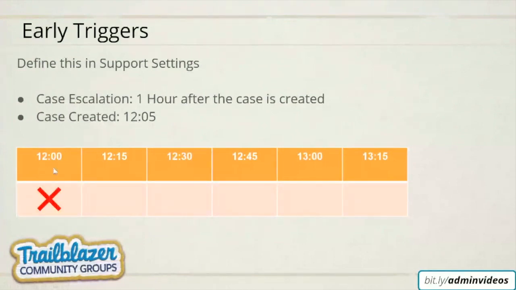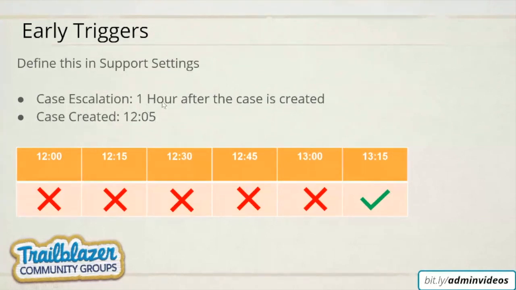Then at the 12th hour, it would never be escalated because it's not 1 hour now. And then 12:15. Salesforce evaluates the records in every 15 minutes interval. So it will not go escalated until it is 1:05. So it will get escalated at 1:15. So now the record gets escalated at 1:15. It was created at 12:05.